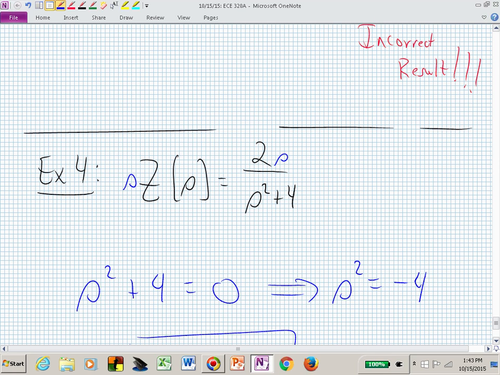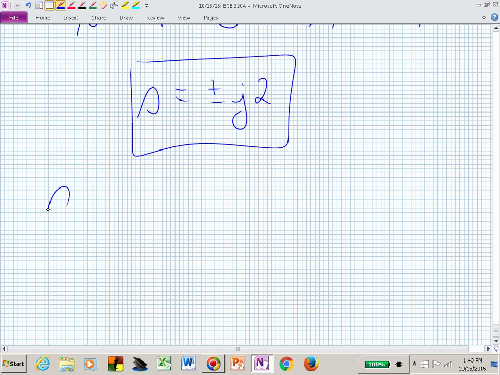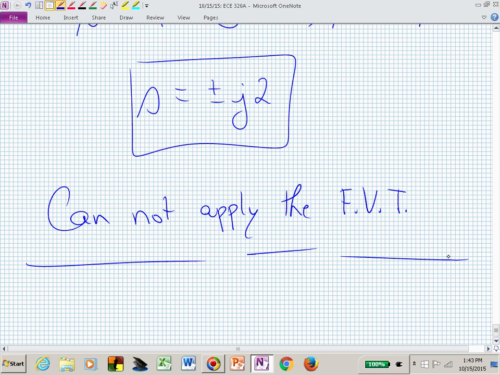How fast is it shaking? What's its imaginary component? How far off the real axis is it? That's what influences how fast it's shaking. 2 radians per second, right? So you had poles at plus and minus 2, and you cannot apply the final value theorem to that.